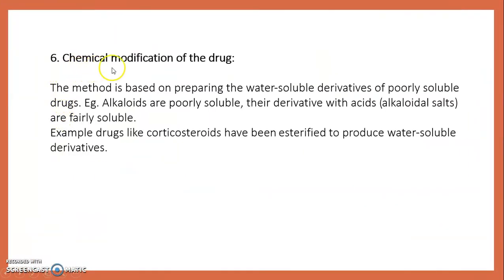The next method is chemical modification of the drug. The method is based upon preparing the water-soluble derivative of a poorly soluble drug. Example of it, alkaloids are poorly soluble. Their derivatives with the acids, these are alkaloidal salts, are fairly soluble. Example, drugs like the corticosteroids have been esterified to produce the water-soluble derivatives.